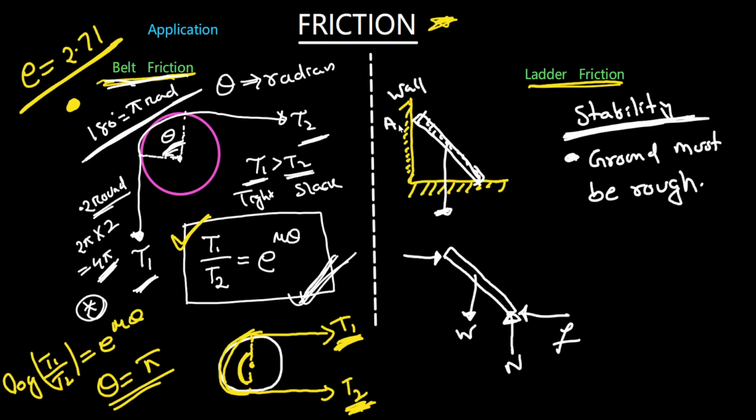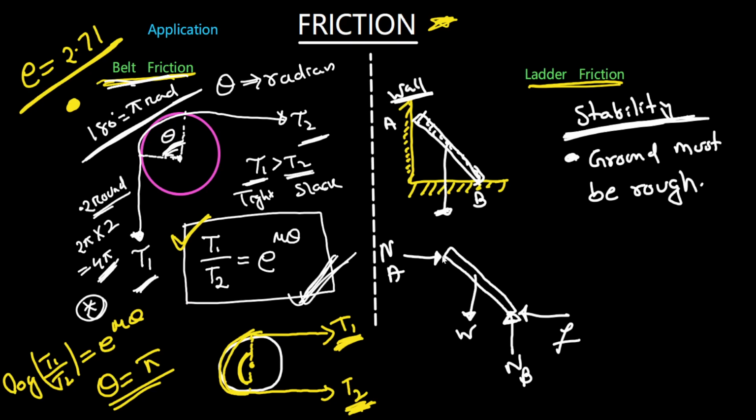Suppose this is the point A, this is the point B. So you are getting a normal reaction at point B, and a normal reaction at point A. If it is going down, and the wall is rough, you will have another friction. If it is going down, then friction will be upward. If the wall is given as smooth, then there will be no friction.